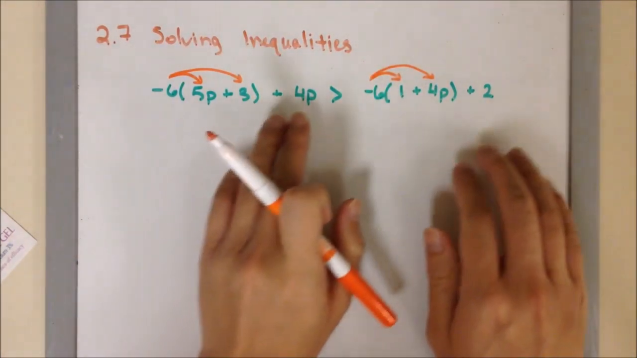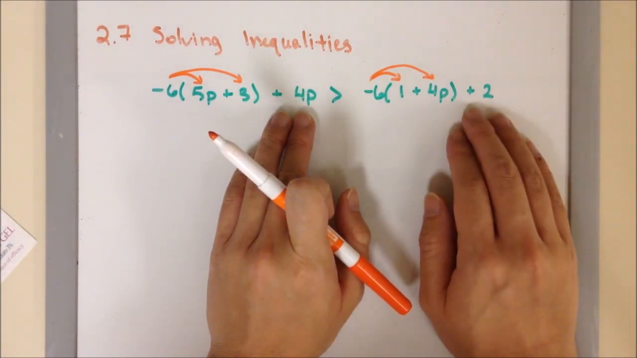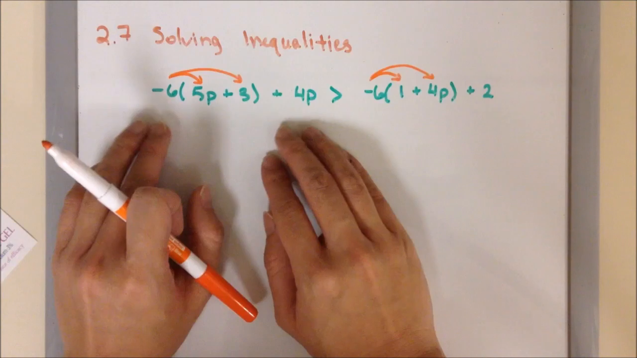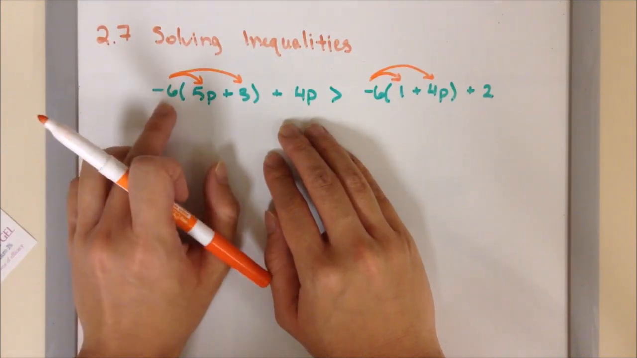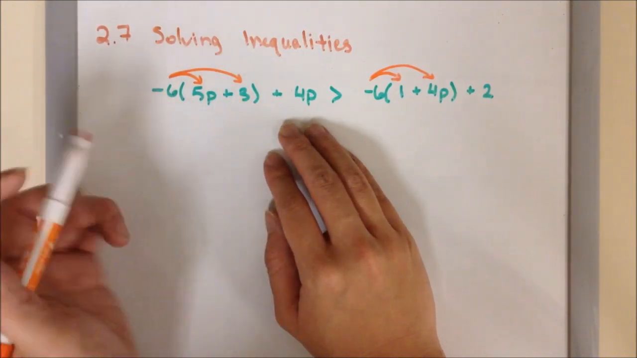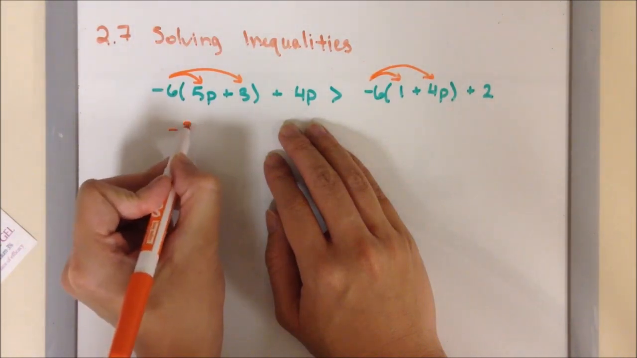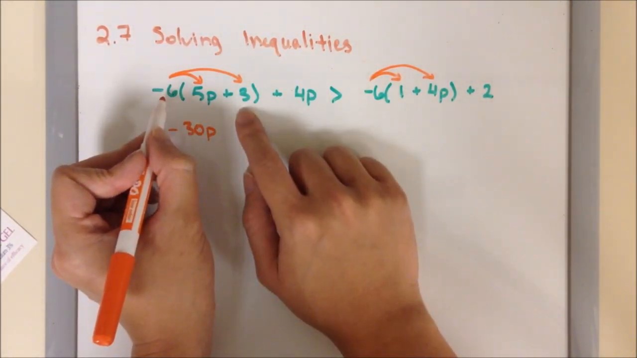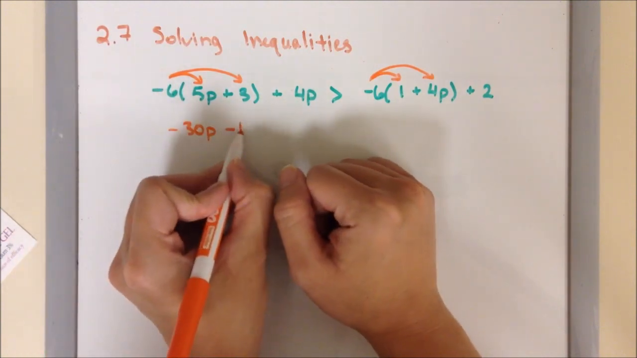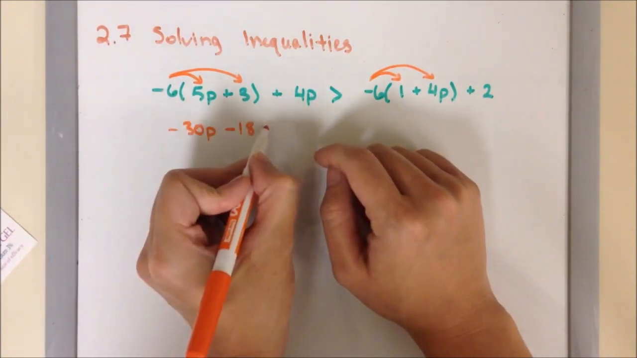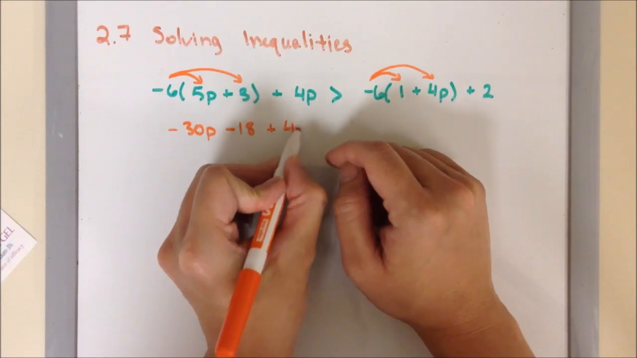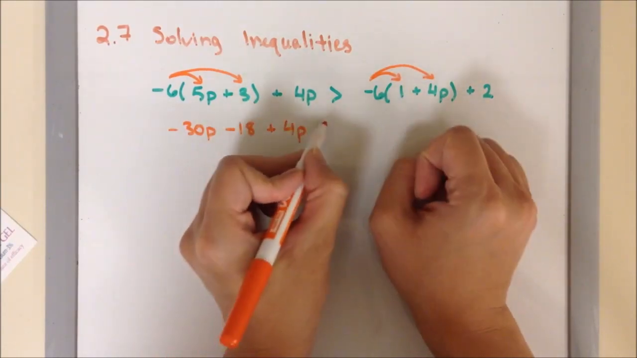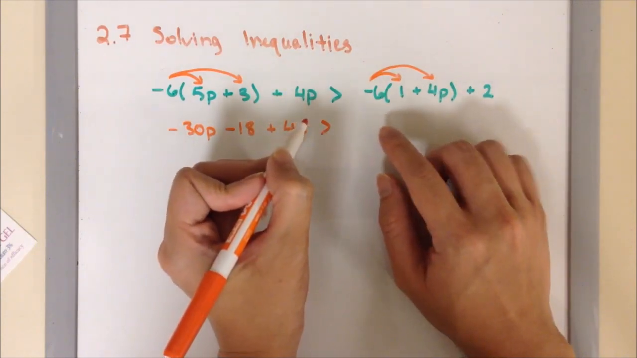Now don't forget that we have the 4p on the left side and plus 2 on the right side. So let's work on simplifying the left side. I'm going to distribute the negative 6 to the 5p, which will become negative 30p. Negative 6 to the positive 3 will be minus 18. Carry down the 4p. Bring down the less than. Well, actually that's greater than. So greater than inequality sign.